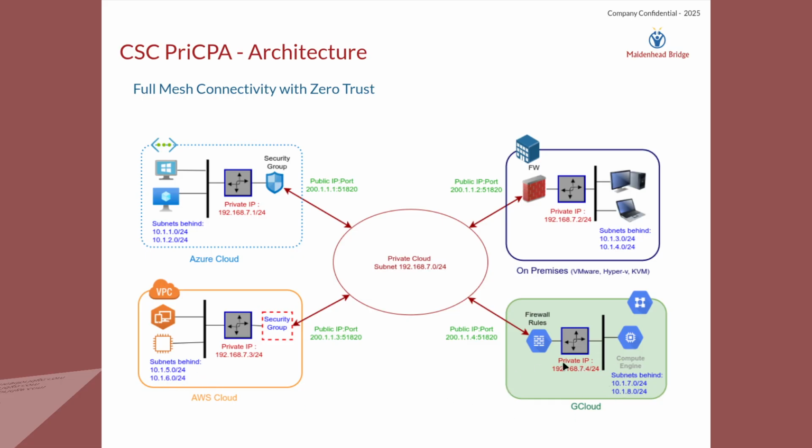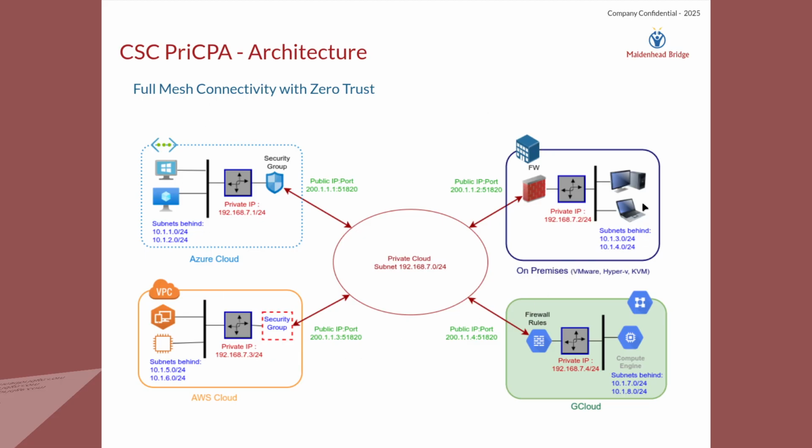With these 3 values per site, assigning an IP to the node from the private cloud, selecting a static public IP, and telling the connector the subnets behind, you have a full mesh encrypted communication. The connector has the intelligence to create all routing and all tunnels with this.